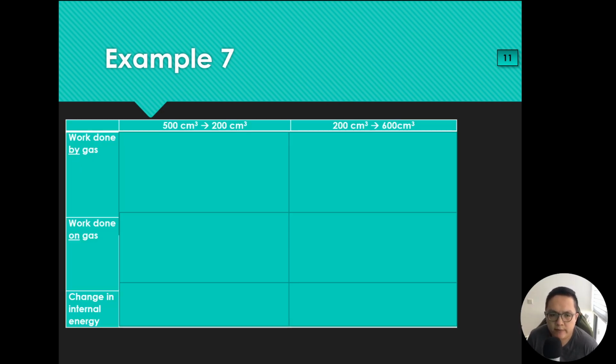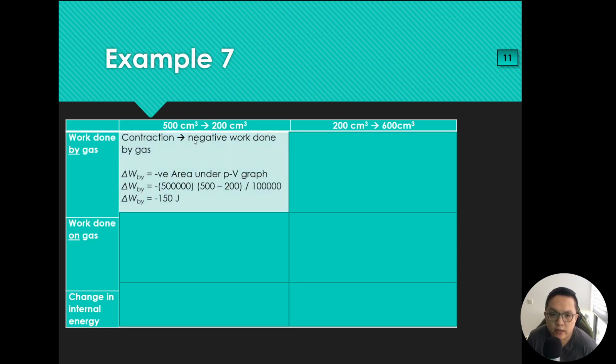Let's look at this table. First things first, 500 cm3 to 200 cm3, work done by gas. This is a contraction, right? That means the gas has done negative work. Negative work done by gas. So basically you find the negative area under the PV graph. Later I'll show the graph, but essentially here you just take P times delta V.